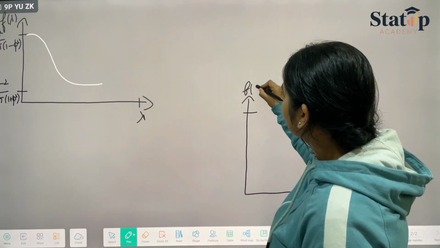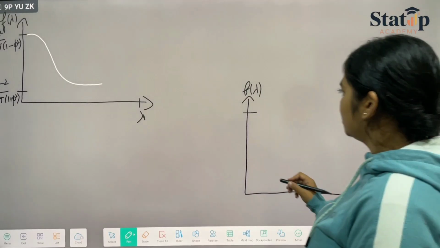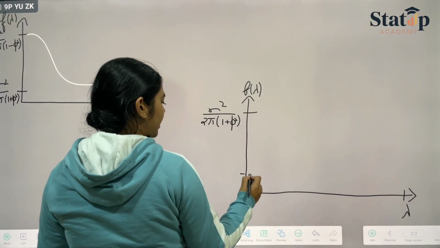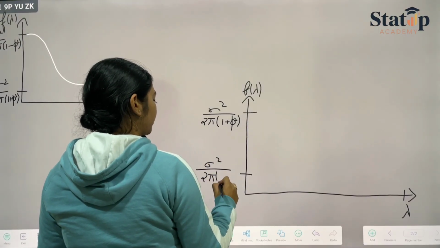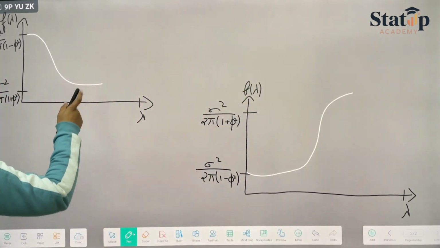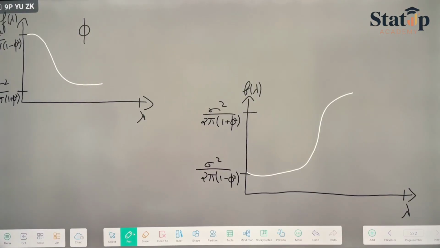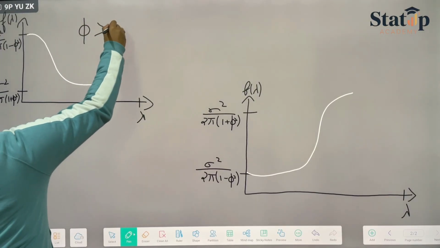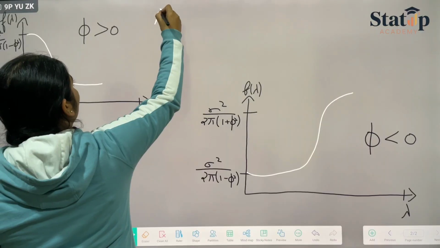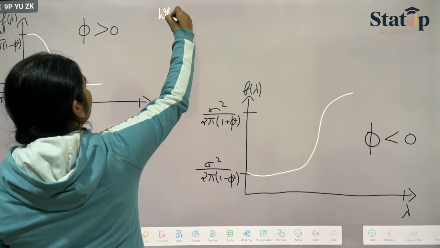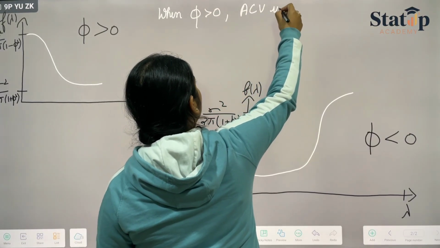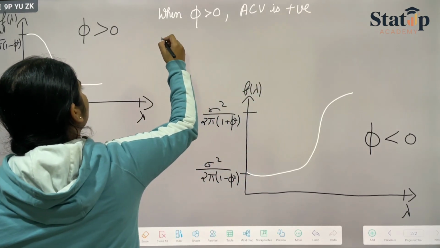First let me draw, then I will explain. f(lambda) and lambda, sigma square upon 2 pi (1 plus phi) square and sigma square upon 2 pi (1 minus phi) square. So this is when phi is greater than 0, and this is when phi is less than 0. When phi is greater than 0, then the autocovariance function is positive.